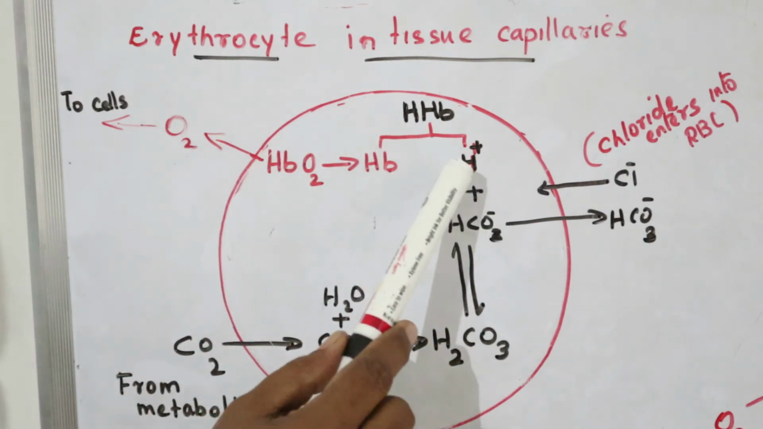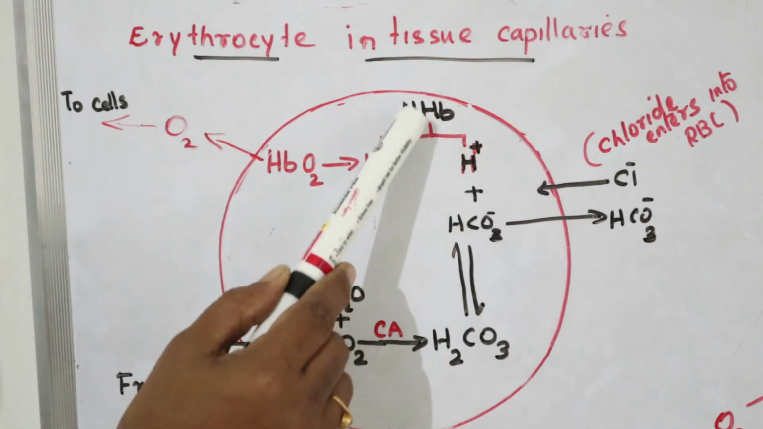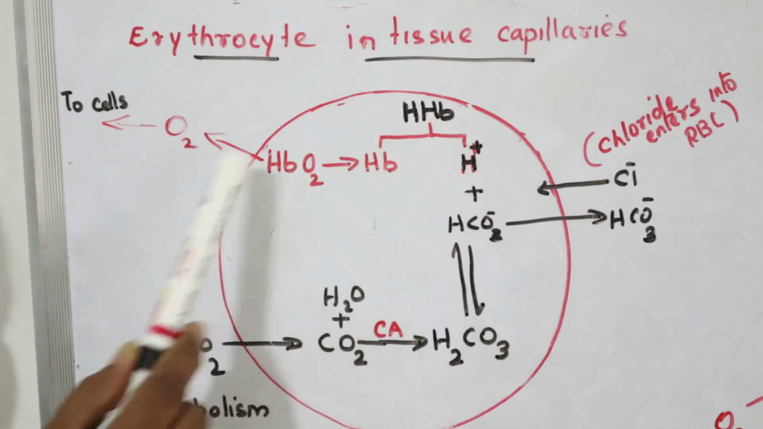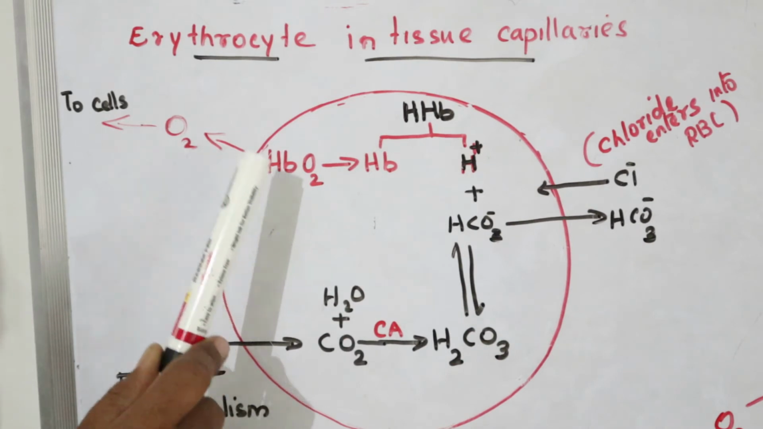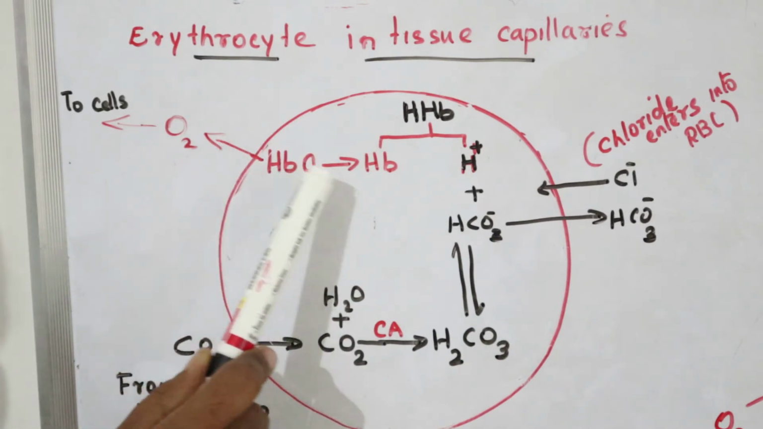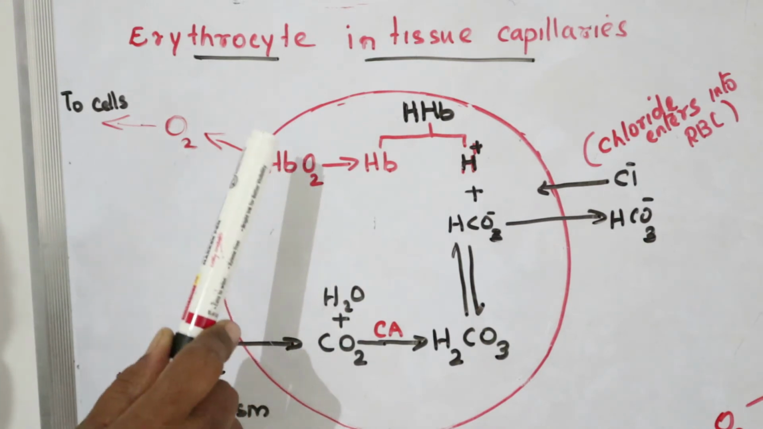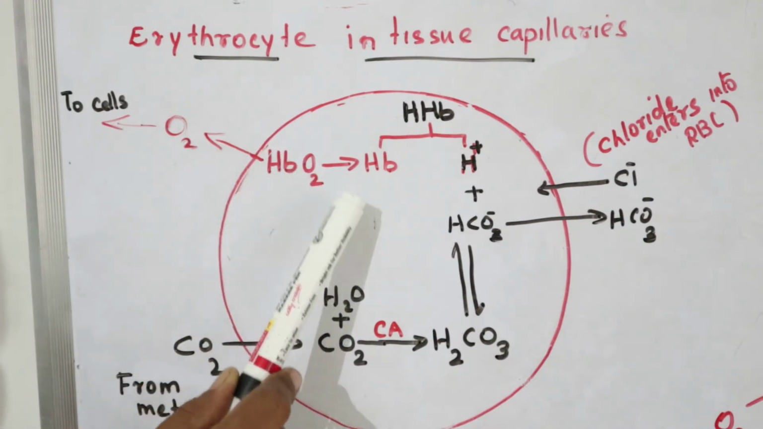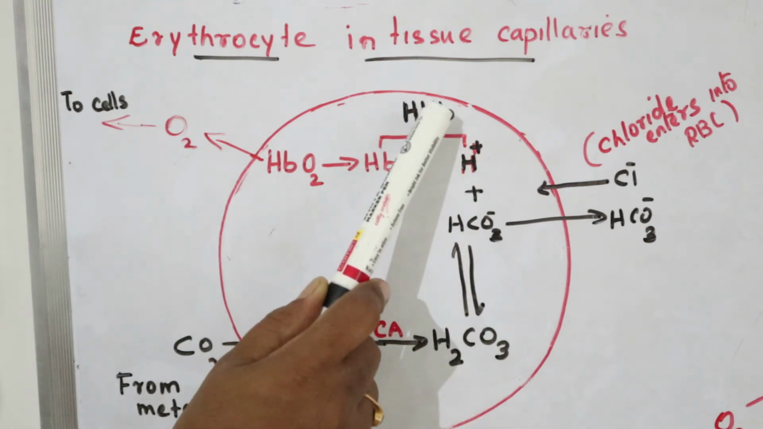And this H plus formed by the dissociation of this carbonic acid will combine with the hemoglobin. We know what happens here: HbO2, the oxyhemoglobin that comes from the lungs, dissociates because of the increase in partial pressure of carbon dioxide here, switching to the deoxy form. This Hb combines with the H plus ions, forming deoxyhemoglobin.